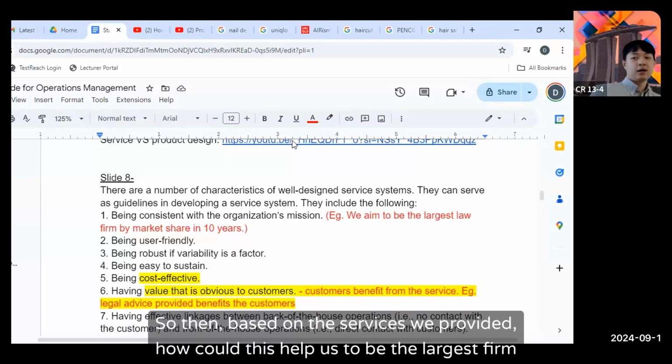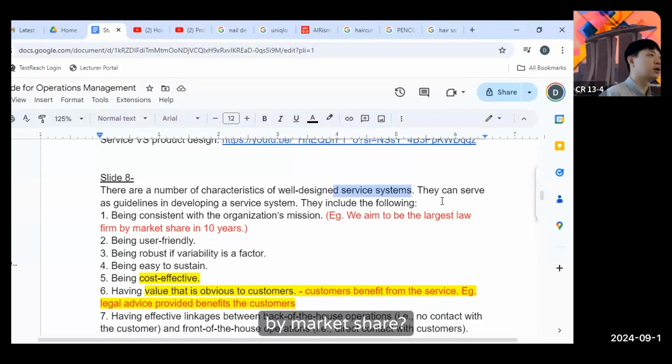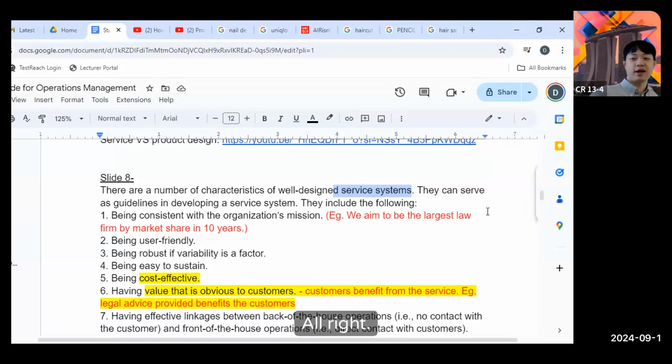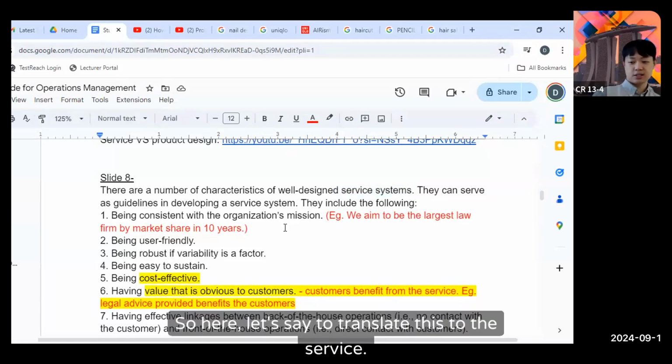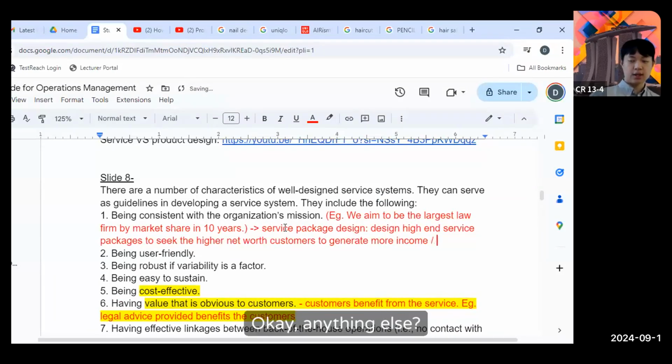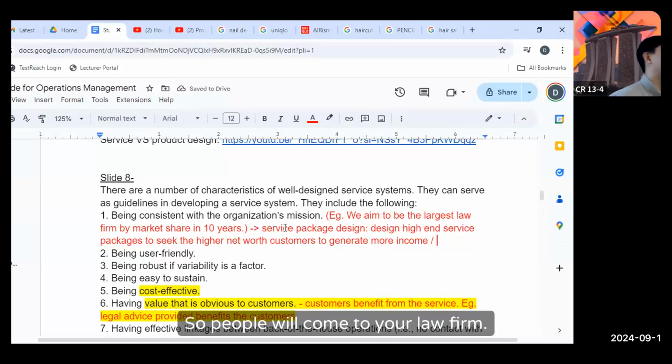So then, based on the services we provided, how could this help us to be the largest firm by market share? What could we change? What could we include in our service? Choose to have clients with more money. Okay, so to translate this to the service design, let's say high-end. Anything else? Giving more success rates, give them more value.